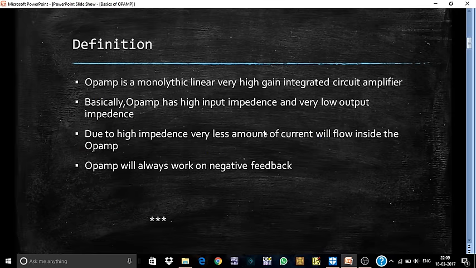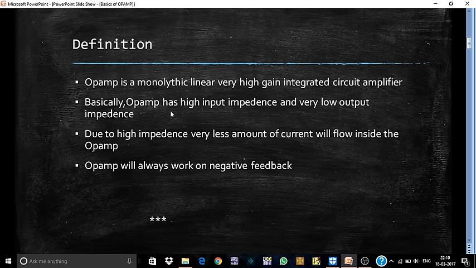packaging. Definition: Op-amp is a monolithic, linear, very high gain integrated circuit. Monolithic in the sense that the entire op-amp circuit is built on the same die, a piece of semiconductor, and it has very high gain. Integrated circuit is the form of IC, and this is the basic definition of op-amp, and we have to learn a few more things to clearly understand op-amp.